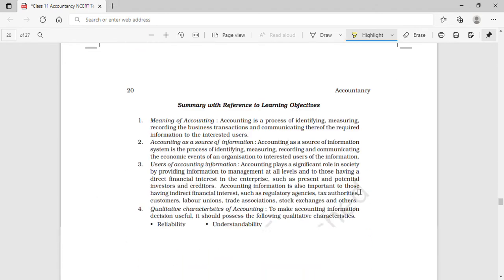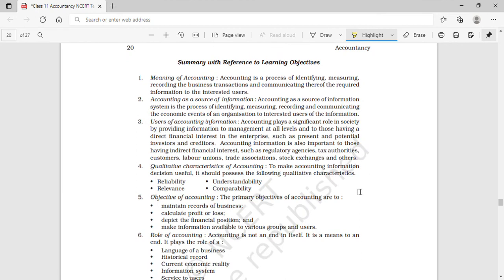So now we will go through the summaries just for understanding again. What is accounting? As I informed earlier, it is for identifying, measuring, recording the transactions. Accounting as a source of information is a process of identifying, measuring, recording, and communicating the economic events. What are the uses? It is used by the organizations, for the management, for decision makers, for internal and external uses.